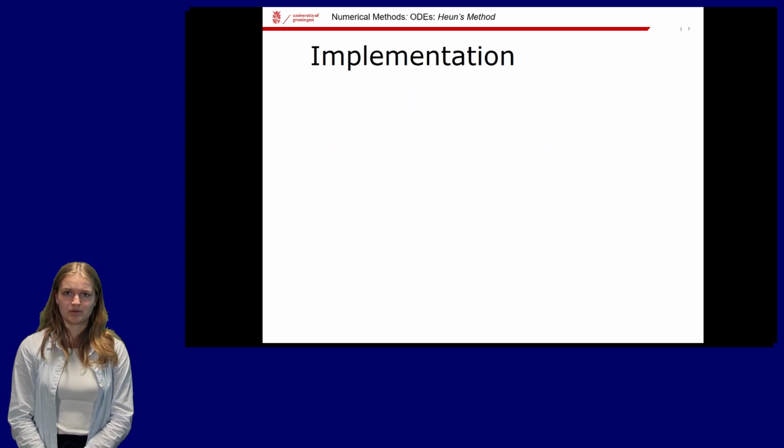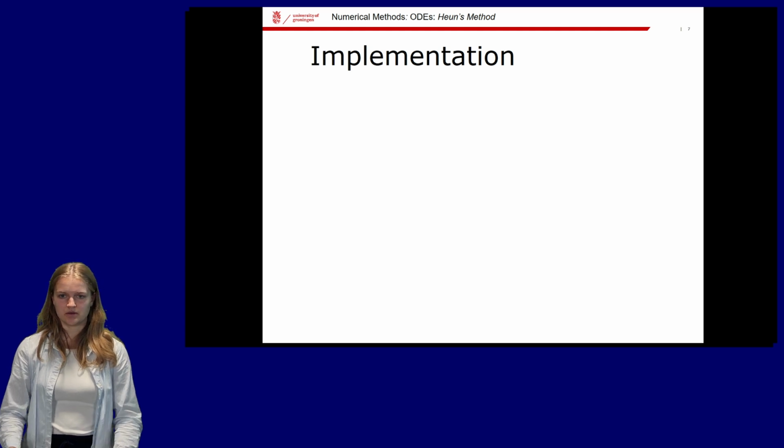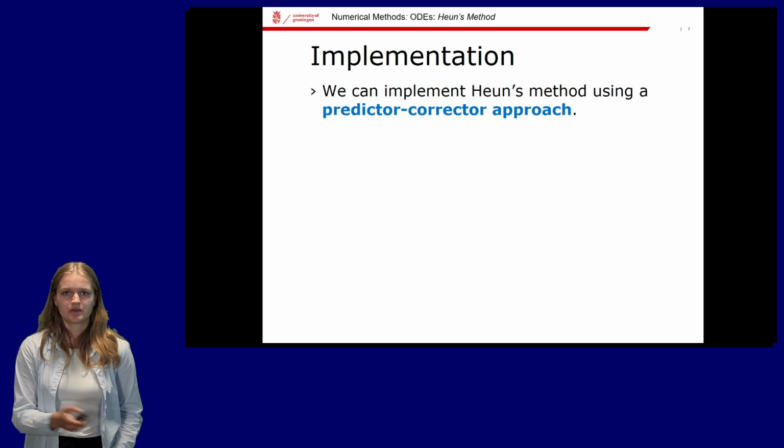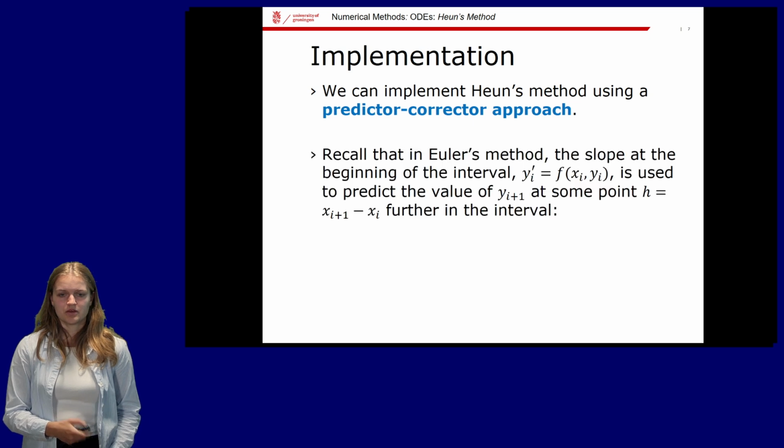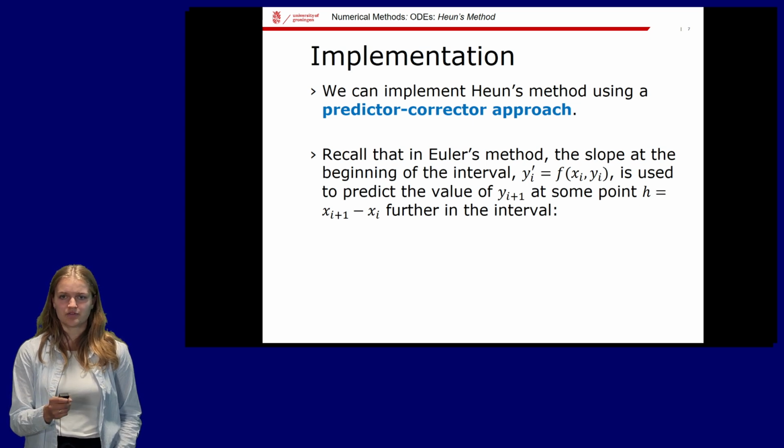So how do we implement Heun's method? How do we apply it to problems? We can implement it using a predictor-corrector approach. Recall that in Euler's method, we estimated the slope at the beginning of the interval. So this is y_i prime.